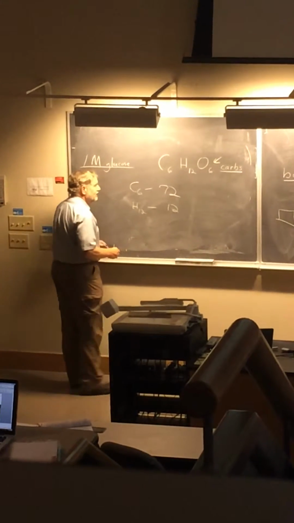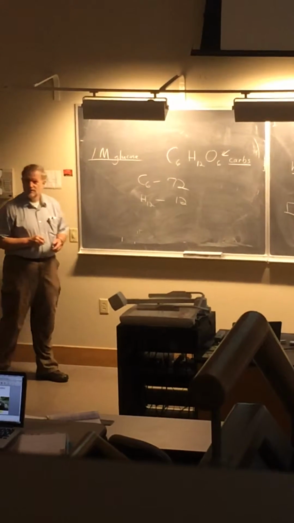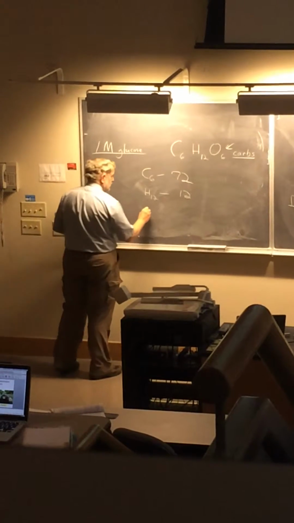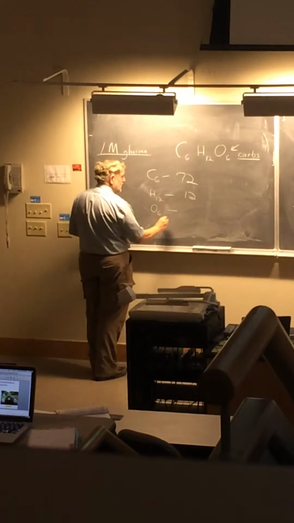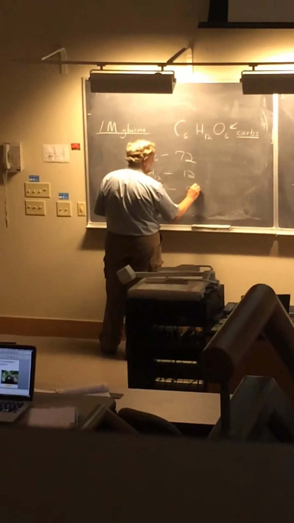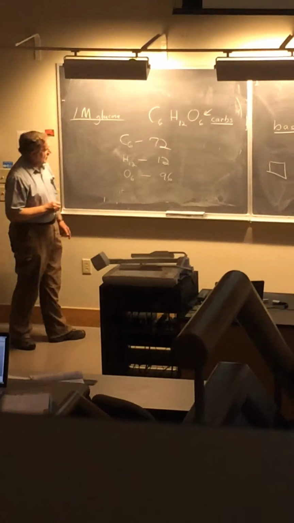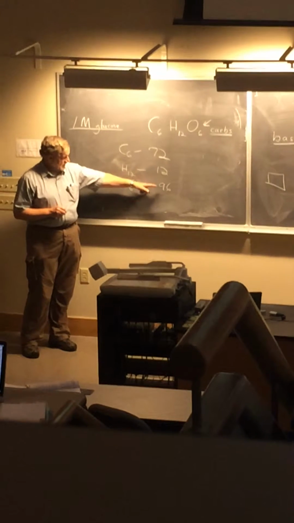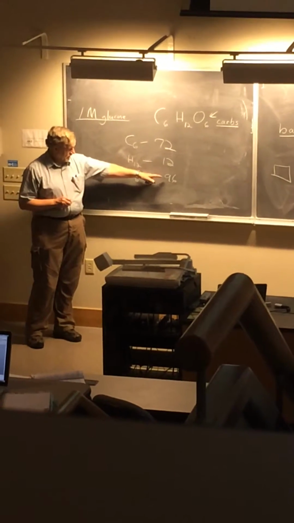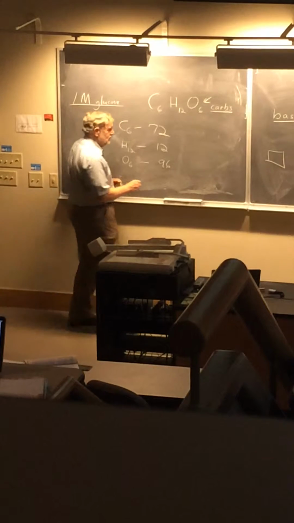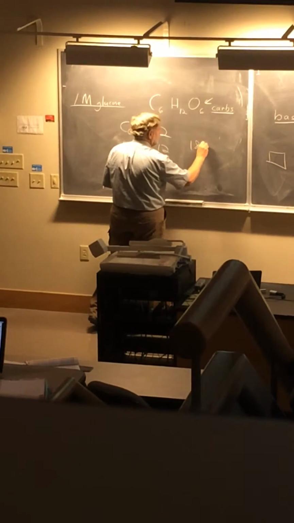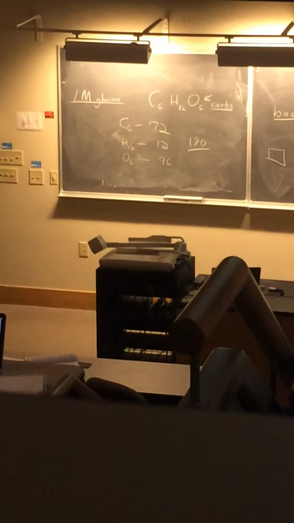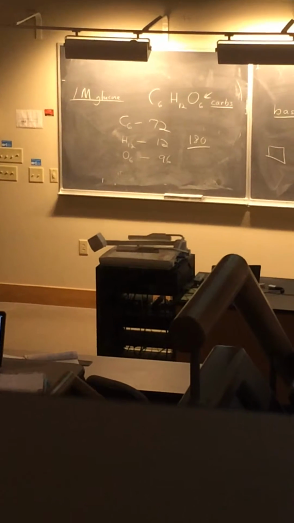12. And then for oxygen, what do we have? 16, okay? Oxygen, 6 times 16 gives us 96. And so if we add this together, we get 84, 96, 180. Our molecular weight is 180.